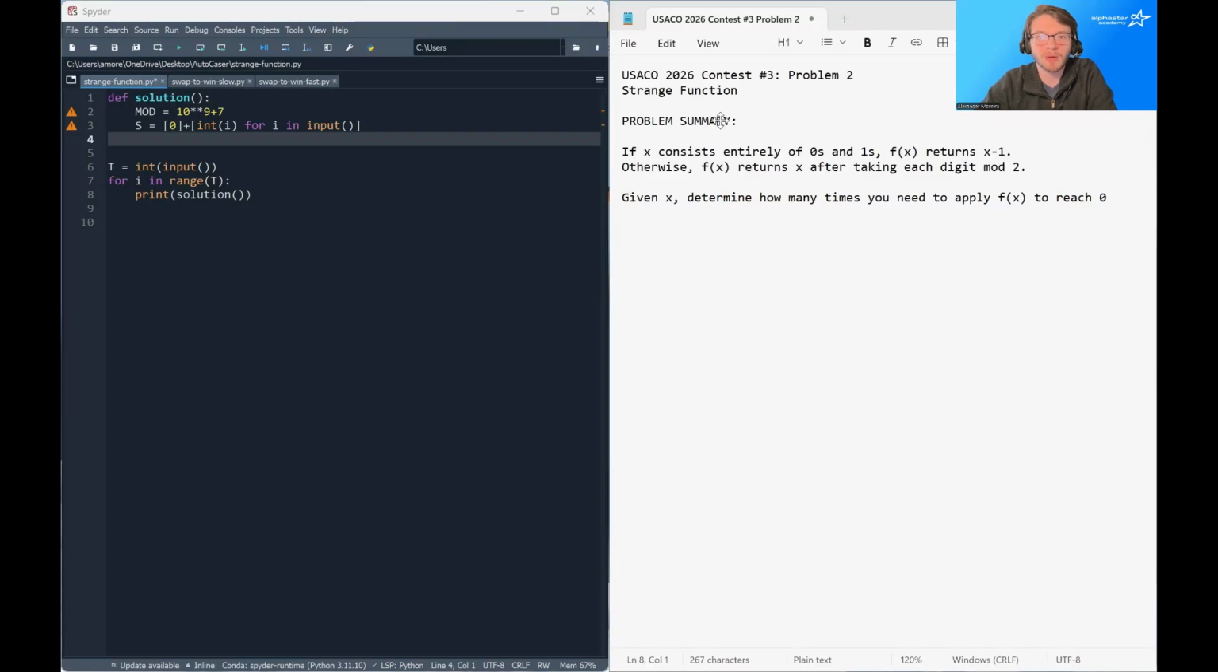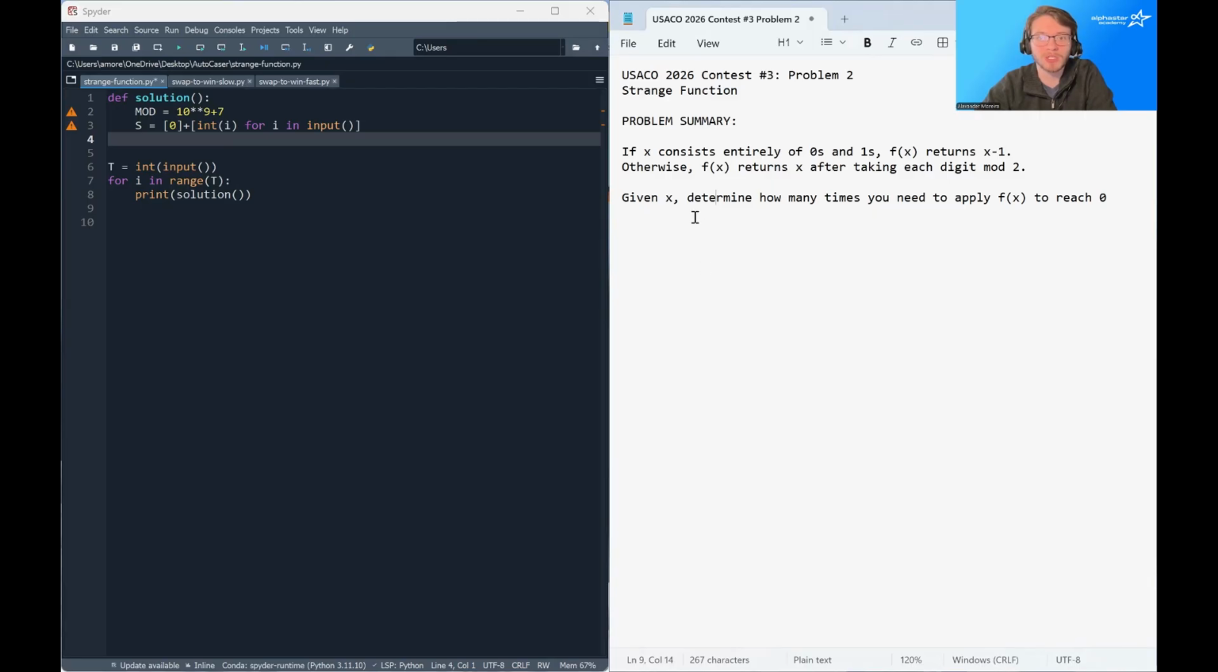Hello and welcome. Today we're going to be discussing the question Strange Function. In this problem, we are given a function f of x such that if x consists entirely of zeros and ones, then f of x returns x minus 1. Otherwise, f of x returns the value x after taking each digit mod 2.